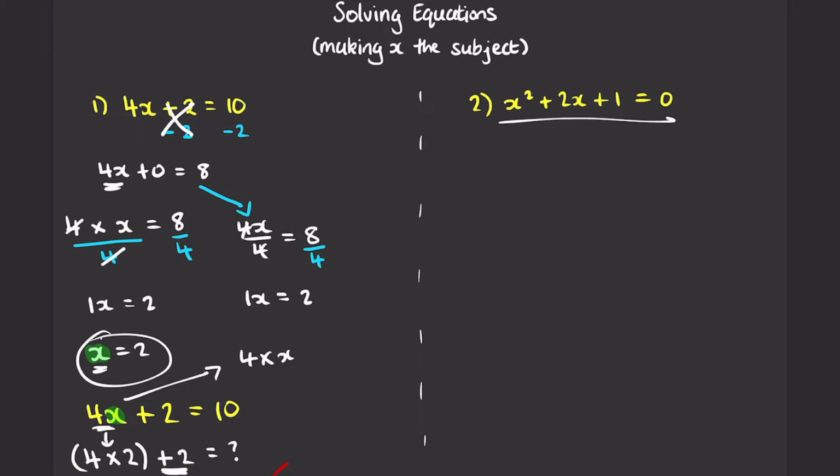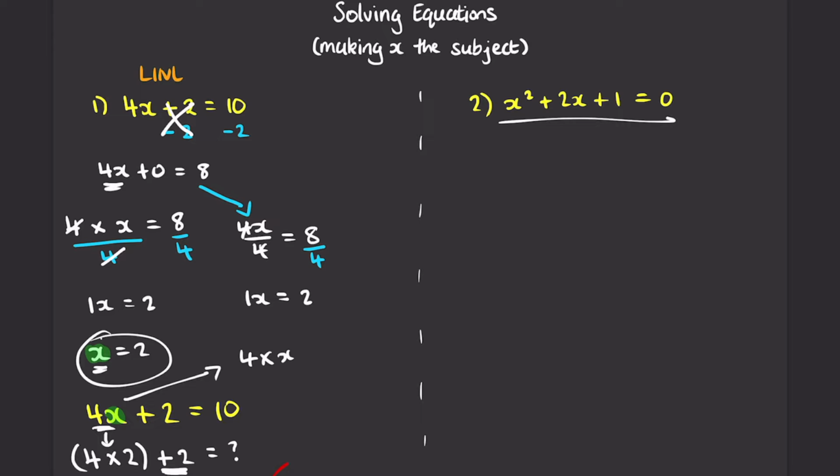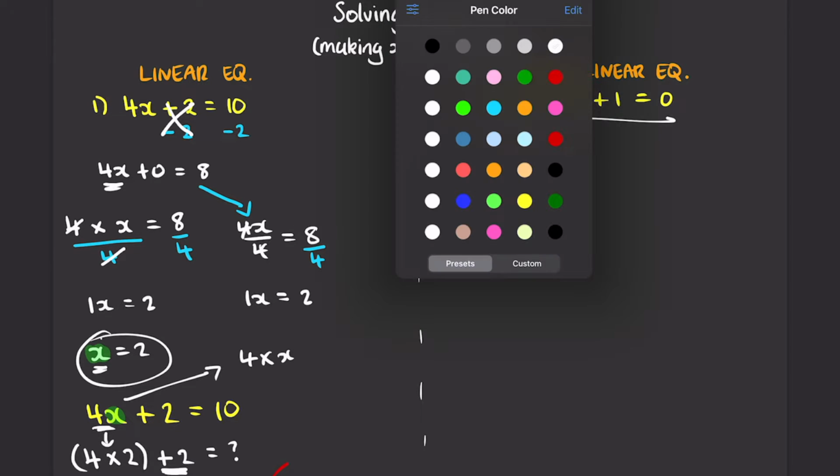This is considered, put it in a different color, this is considered linear equation, put EQ for short, and non-linear is this. It's not something you particularly need to know off the top of my head, but it's just nice to know what you're solving. So, I'll put quadratic as well.